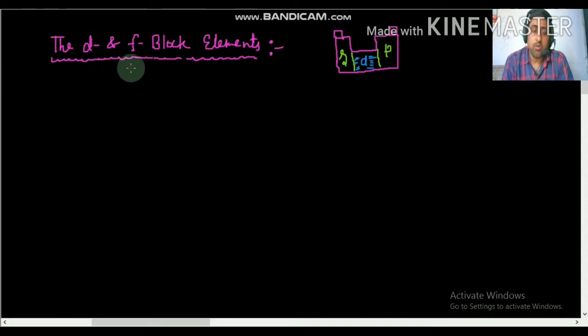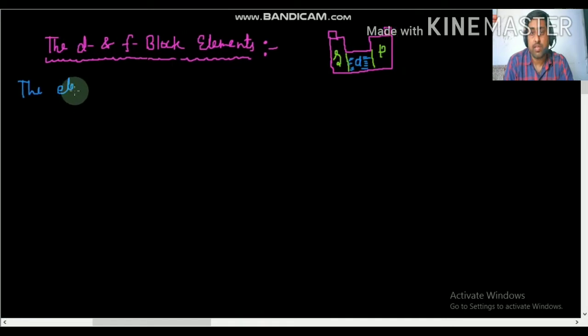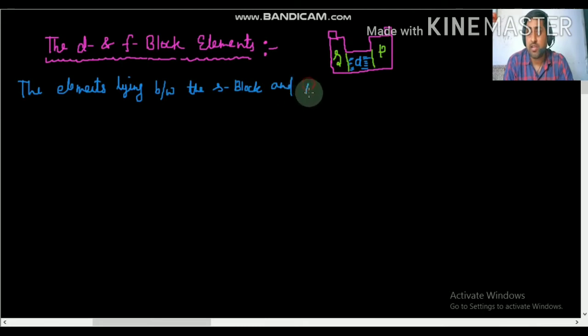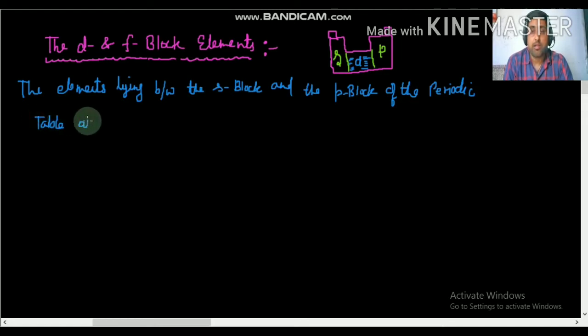So we can say the elements lying between the S block and the P block of the periodic table are called as D block elements.